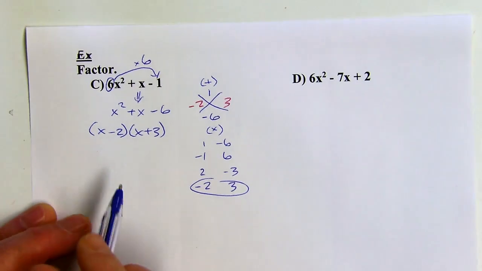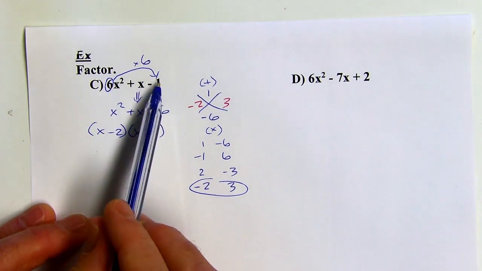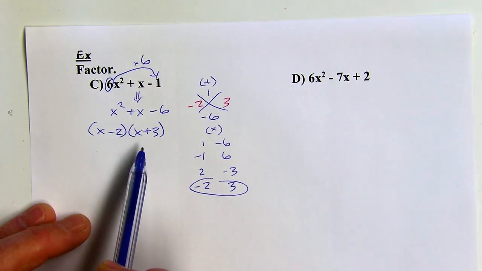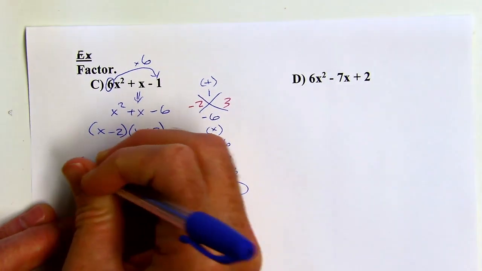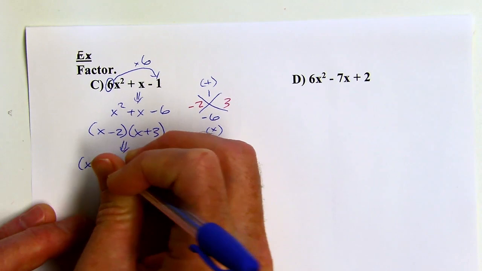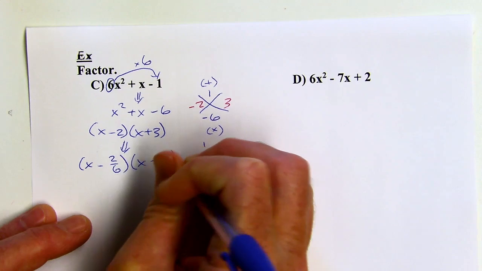Okay, but that's not my final answer because I changed the trinomial at the beginning. I modified this. I modified the problem. Now I got to modify the answer. So in the beginning I multiplied by 6. I got to do the opposite of that now. I'm going to divide by 6. I'm going to divide just the number parts by 6. So there I'm dividing by 6 and writing that as a fraction.